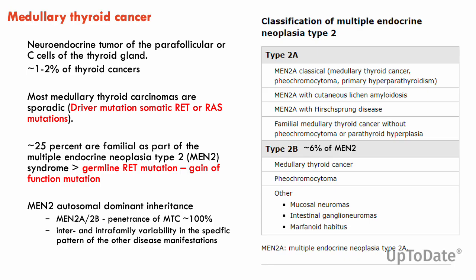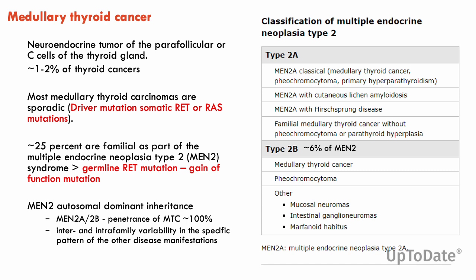So going back to our first case with medullary thyroid cancer, it's important to know that most medullary thyroid cancers are sporadic, and in a sporadic thyroid cancer, it's very common they will have a RET mutation. So a RET mutation in the cancer is not diagnostic of MEN2, but if it is present in the germline, it can cause MEN2. About a quarter of patients will have MEN2, and so they have a gain of function mutation of the RET receptor tyrosine kinase due to a germline RET mutation.